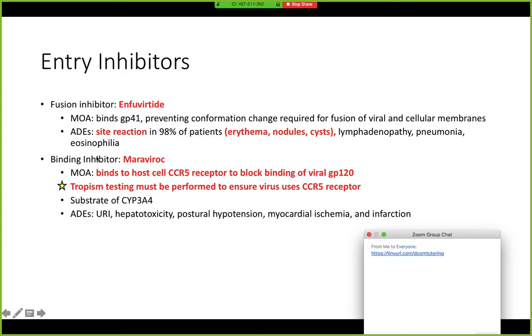And then your binding inhibitor is Maraviroc, and this one is going to bind host cell CCR5 receptors to block binding of viral GP120. And the big thing to know here is that tropism testing needs to be performed to ensure the virus actually uses the CCR5 receptors. I feel like that makes sense because you're not going to give a drug that targets this receptor if that virus strain does not use it.